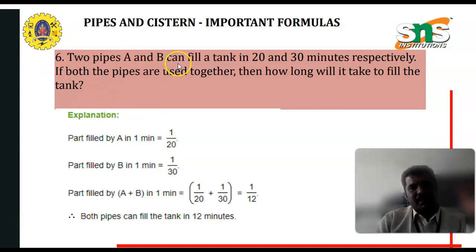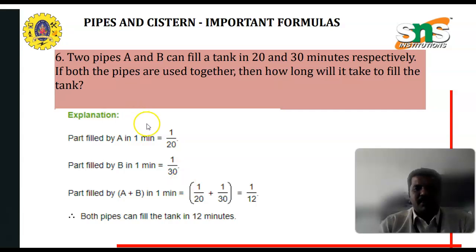Two pipes A and B can fill a tank in 20 and 30 minutes respectively. If both the pipes are used together, then how long will it take to fill the tank? The part filled by A in 1 minute is 1 by 20, the part filled by B in 1 minute is 1 by 30. The part filled by A plus B in 1 minute is 1 by 20 plus 1 by 30, which is equal to 1 by 12. Therefore both pipes can fill the tank in 12 minutes.